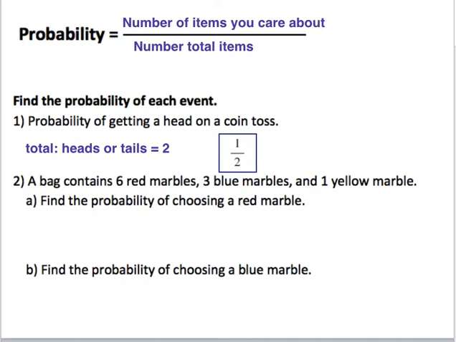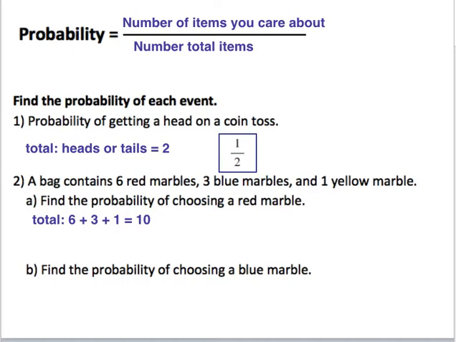Now, usually it'll take a little bit more work than that. Sometimes you'll have to sum things up to figure out what your total number of options are. For example, question 2. A bag contains 6 red marbles, 3 blue marbles, and 1 yellow marble. Find the probability of choosing a red marble. So let's figure out what our total number of marbles are. There are 6 red ones, 3 blue ones, 1 yellow one. Add that up, there's 10 marbles.